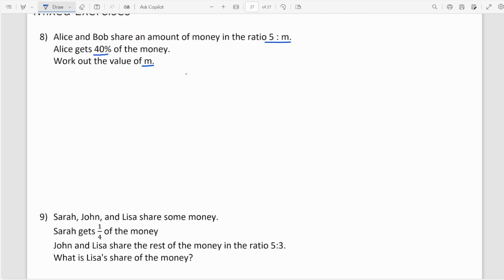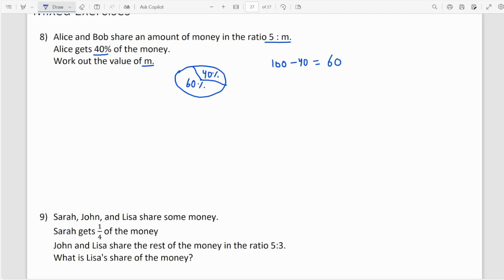Now it's important to understand that this is the money. Let's say this circle was the money, and Alice got 40% of it, which comes to around this much. So what does that mean? How much did Bob get? Well, he got the rest, which would be 60%. How did you figure this out? You just subtracted 100 minus 40, because it's 100%. We get 60.